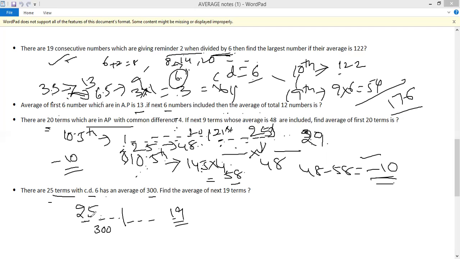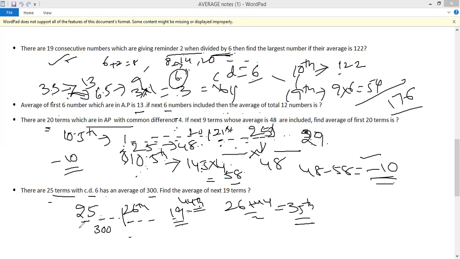This is the 26th term. 19 means what? The 44th term. Here he is asking the average of these numbers, means what? 26th term plus 44th term by 2. 26 plus 44 by 2, how much? The 35th term he is asking.